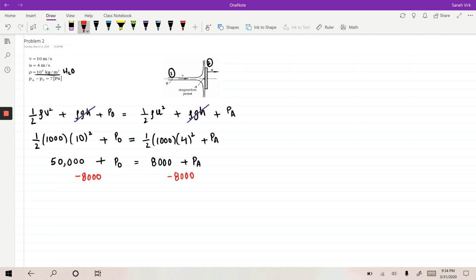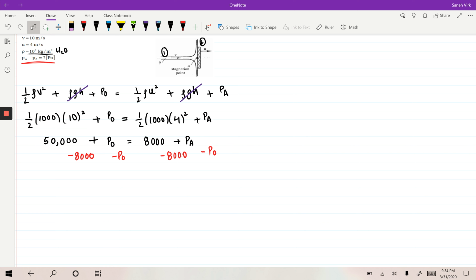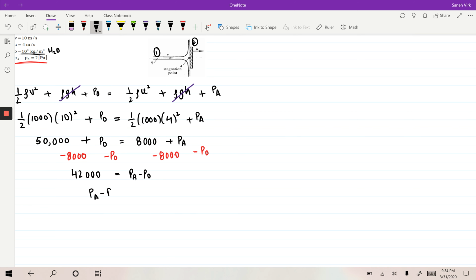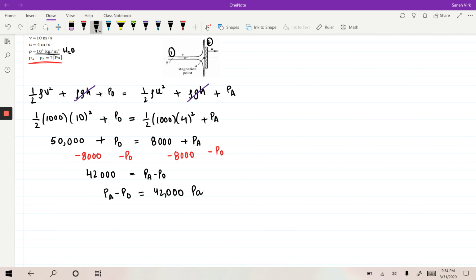And then I'm going to subtract P naught from both ends, because it says right here it wants PA minus P naught. On the left hand side, I'll get 42,000 equals PA minus P naught. Doesn't matter which way you write, I will always write in the standard form. PA minus P naught equal 42,000 Pascal. So that is your answer for this part.